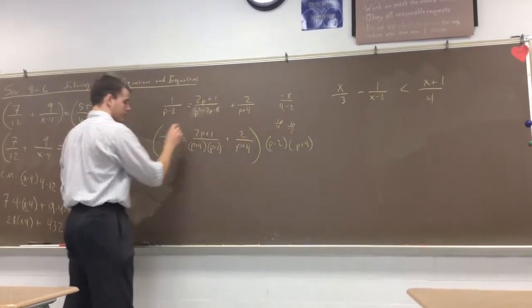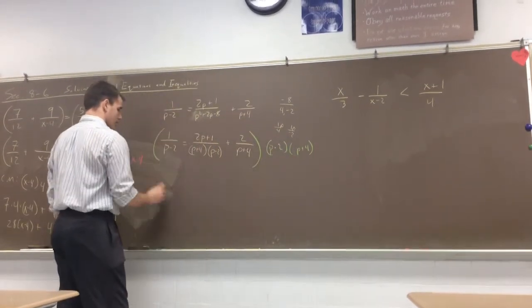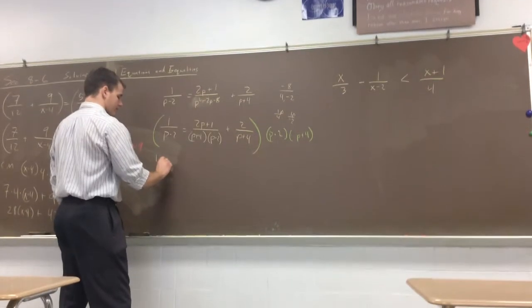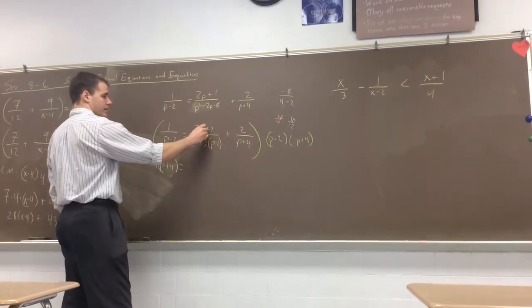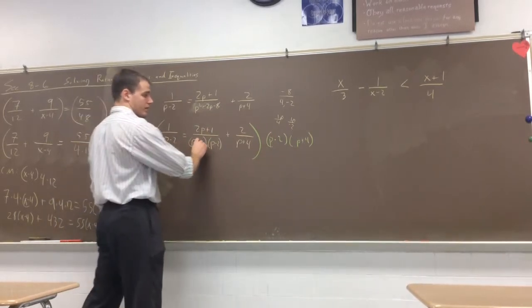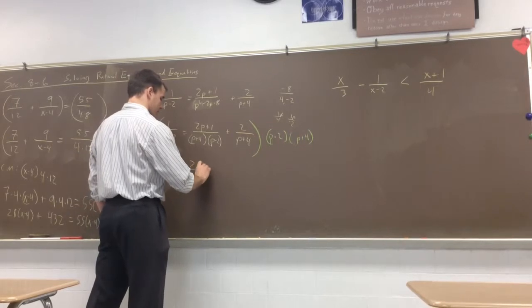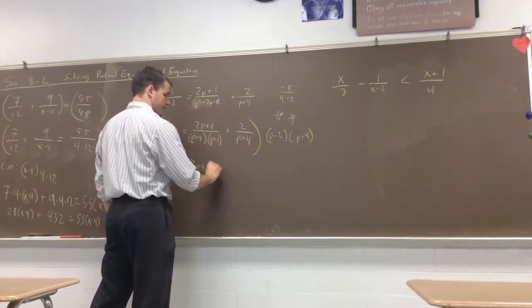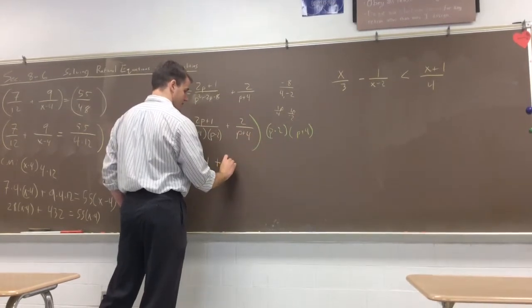So p minus 2 times 1 over p minus 2 would cancel out, but we also have to take the p plus 4 times this. Then we get 1 times p plus 4. 2p plus 1 times, well, both those cancel out, so just 2p plus 1. The p plus 4s cancel out there, so it's going to be 2 times p minus 2.